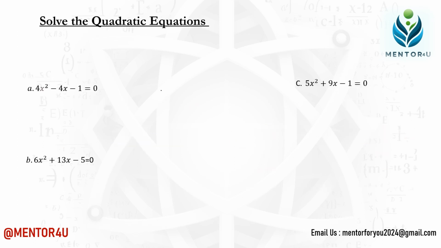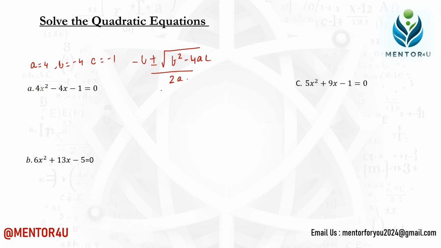So here we have a quadratic equation as 4x square minus 4x minus 1. You can easily point out what a is going to be. A will be 4, b will be minus 4, and c will be the constant, which is minus 1. If we directly use the formula, minus b plus minus root of b square minus 4ac divided by 2a, we can get the roots, right?